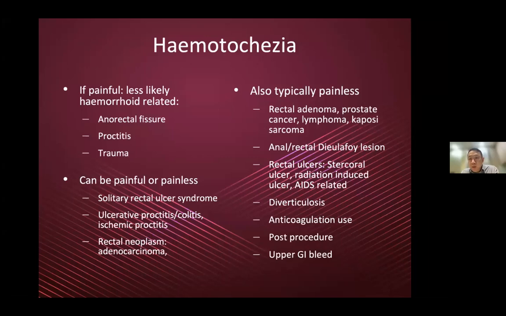Some patients on warfarin may have bleeding, and if you do a scope, you see that it looks inflamed and it's bleeding. Post-procedure, post-polypectomy and all that can bleed. Of course, upper GI bleed if severe enough, you can get the PR bleeding as well.